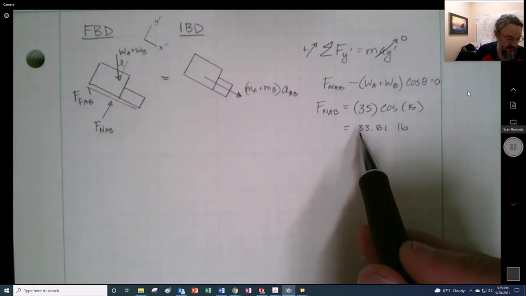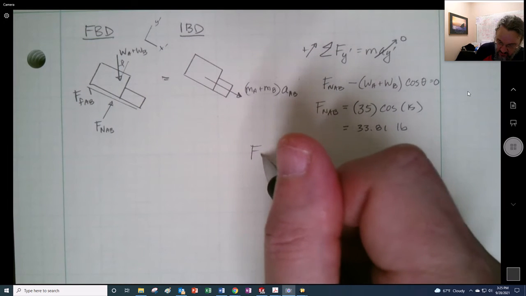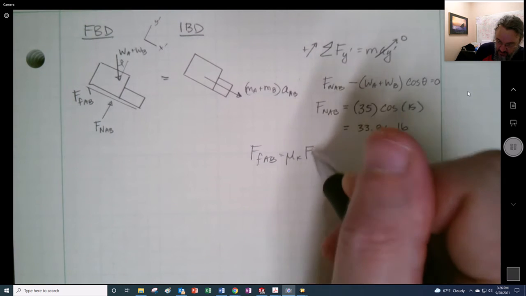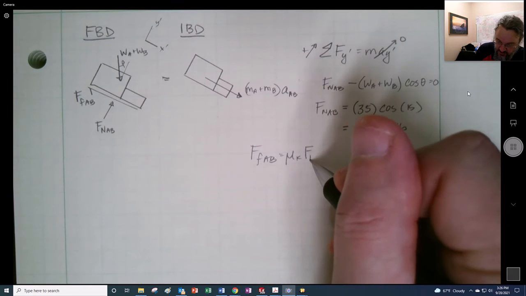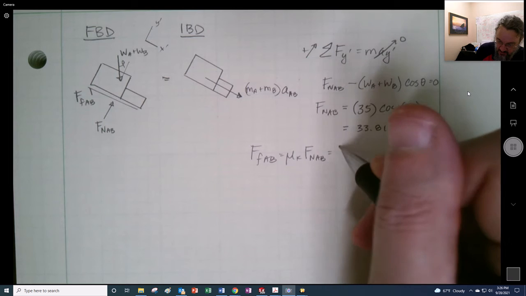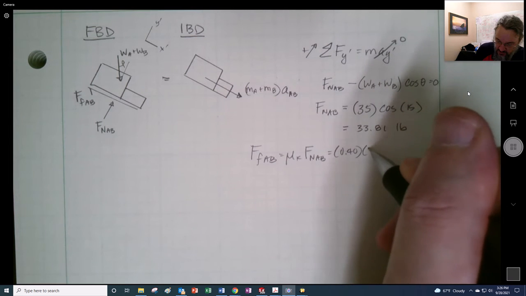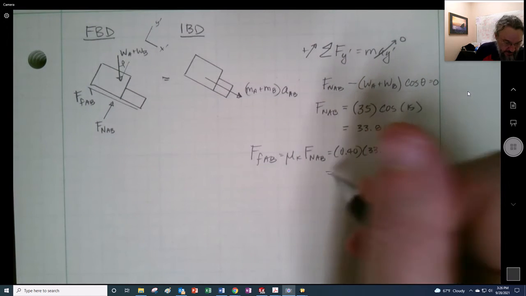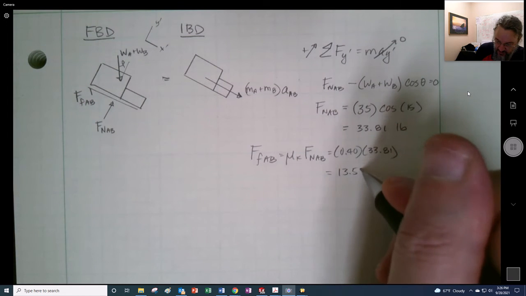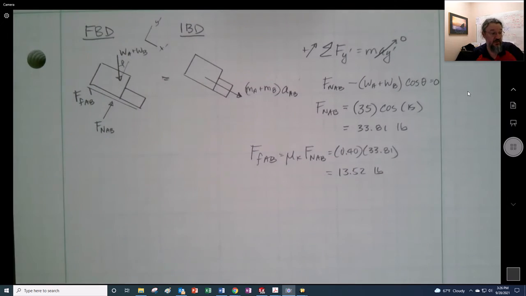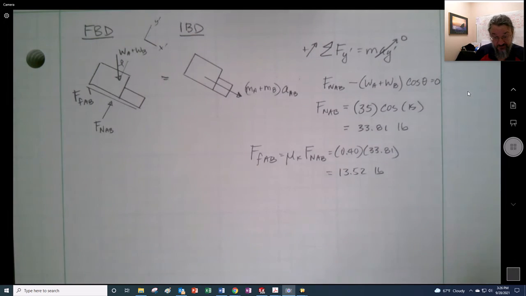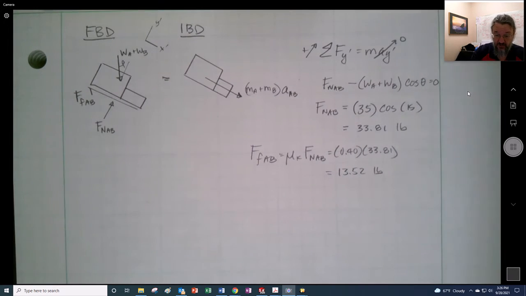Okay. And so now we're going to take the friction of AB. It's going to be the kinetic coefficient of friction times the normal of AB. So that's going to be 0.4 times 33.81, and that ends up equaling 13.52 pounds. And yes, I know you're saying you could have totally done that before without having done all this. To tell you the truth, you could have, but you always run the risk of getting the thing wrong.